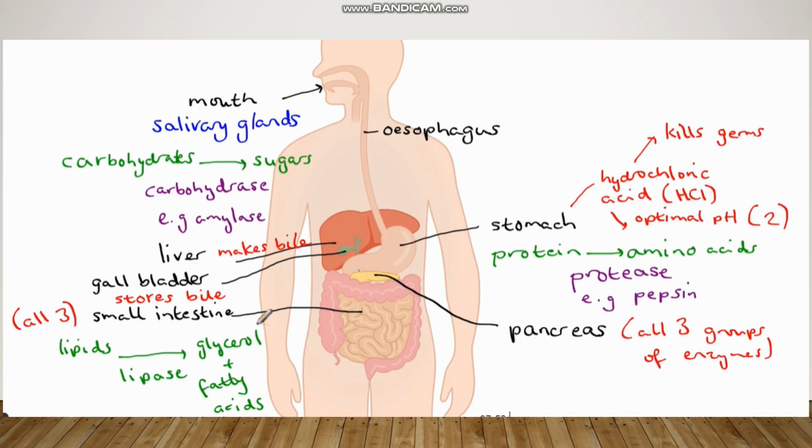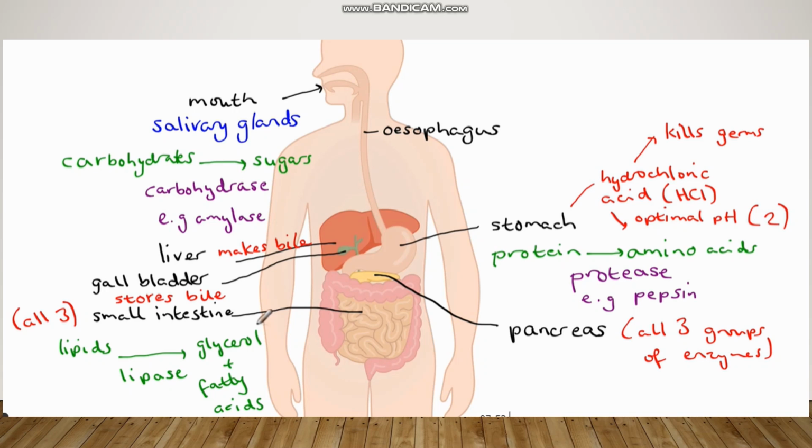So bile is also a chemical which helps with digestion, and it's made in the liver. So after it's made in the liver, it's stored in the gallbladder, which is this little greenish type of organ. And when bile is needed, it is sent into the small intestine through a tube called the bile duct.